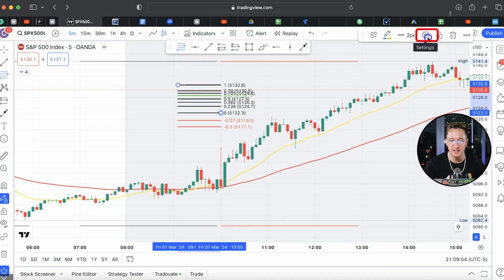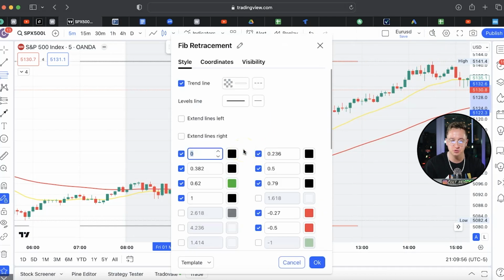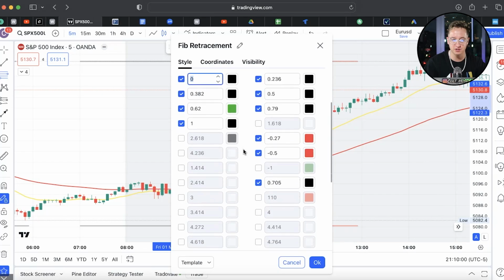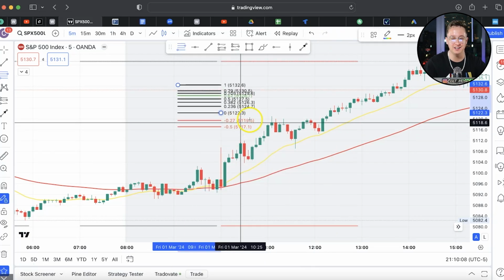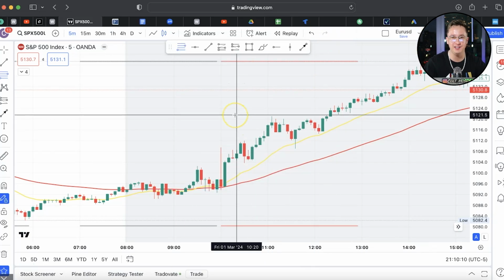If you guys go to the settings tab right here, you want to take a screenshot right now, take another screenshot right now, and then take a screenshot right now. These are all my Fibonacci settings, and I'm going to show you how to use this tool.